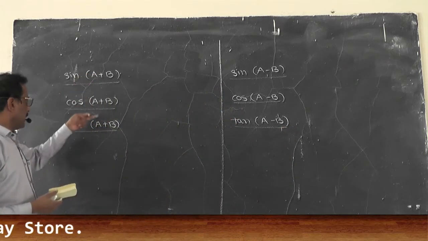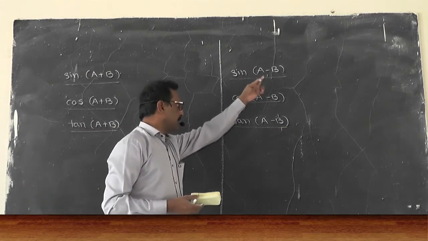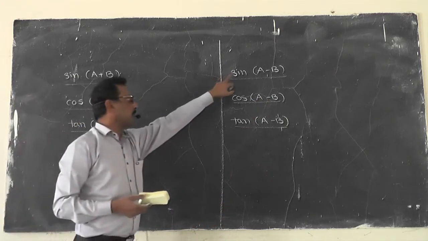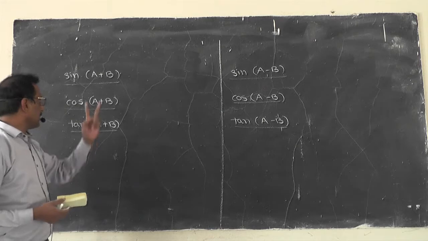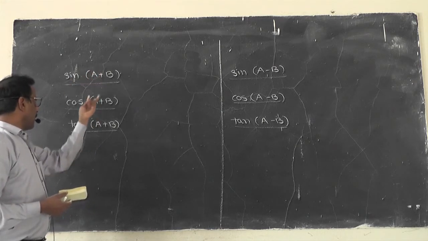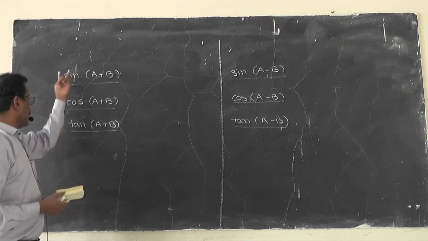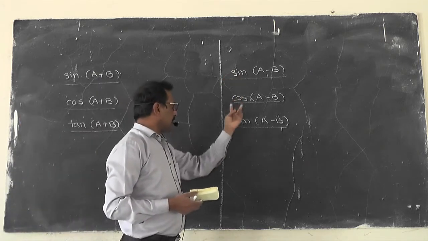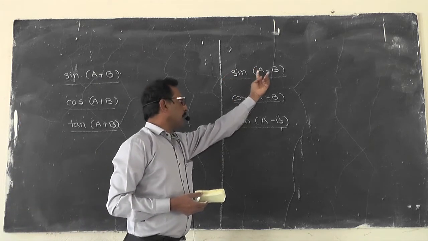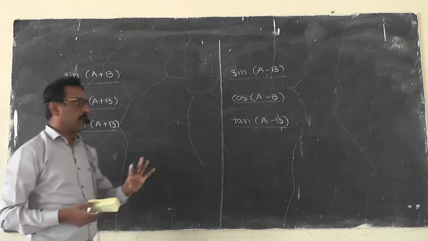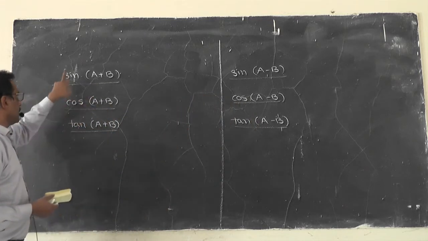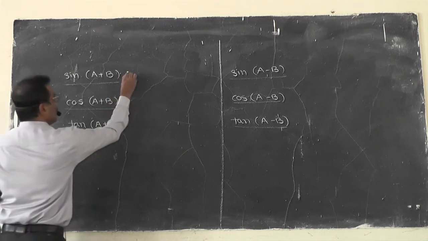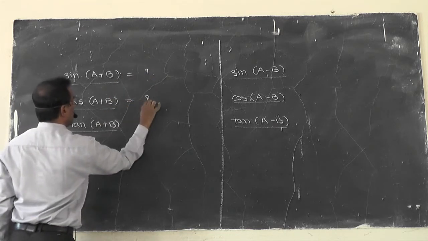A plus B is a compound angle. A minus B is also a compound angle. Sine, cos, tan are trigonometric functions. Sine, cos, tan are the trigonometric functions operated on a compound angle. So under this I can say trigonometric functions of compound angle. So now we just have to know the formula to calculate these.